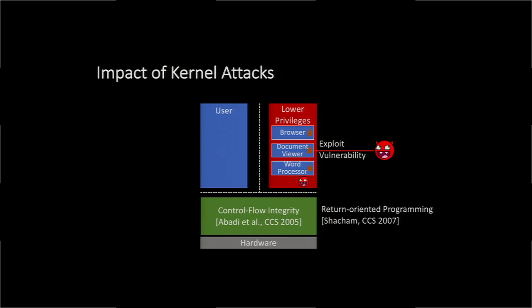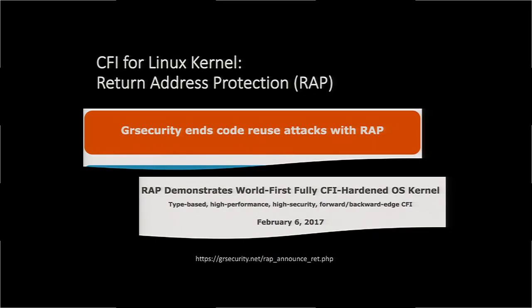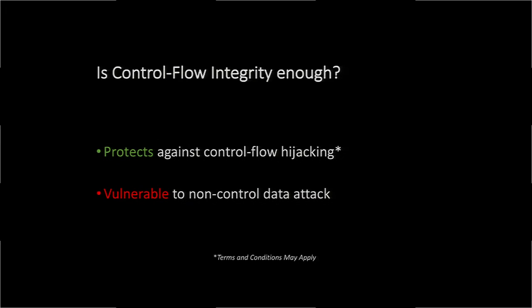Fortunately, there has been some work in the past to mitigate these code reuse attacks. In particular, CFI seems to be one promising approach to mitigate these kinds of attacks. And actually, just in the beginning of this month, GR Security released their own CFI implementation for the Linux kernel, which promises to end all code reuse attacks for the Linux kernel. So the question is now, is this enough? Are we done? Are we finished? Did we solve the problem of memory corruption attacks?